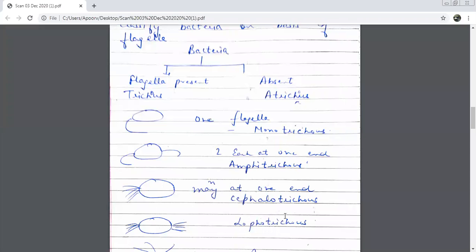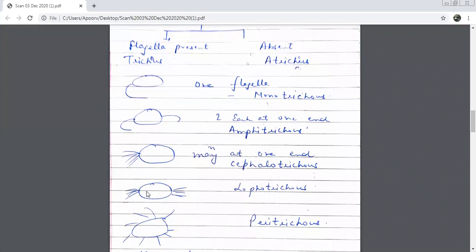We call them cephalotrichous. And if we have many on both the ends, then we call them lophotrichous. And पूरा body में, all around if we have flagella, it is known as peritrichous. So on the basis of whether flagella is present and where it is present, we have 5 categories. चलिए जल्दी से revise करते हैं.